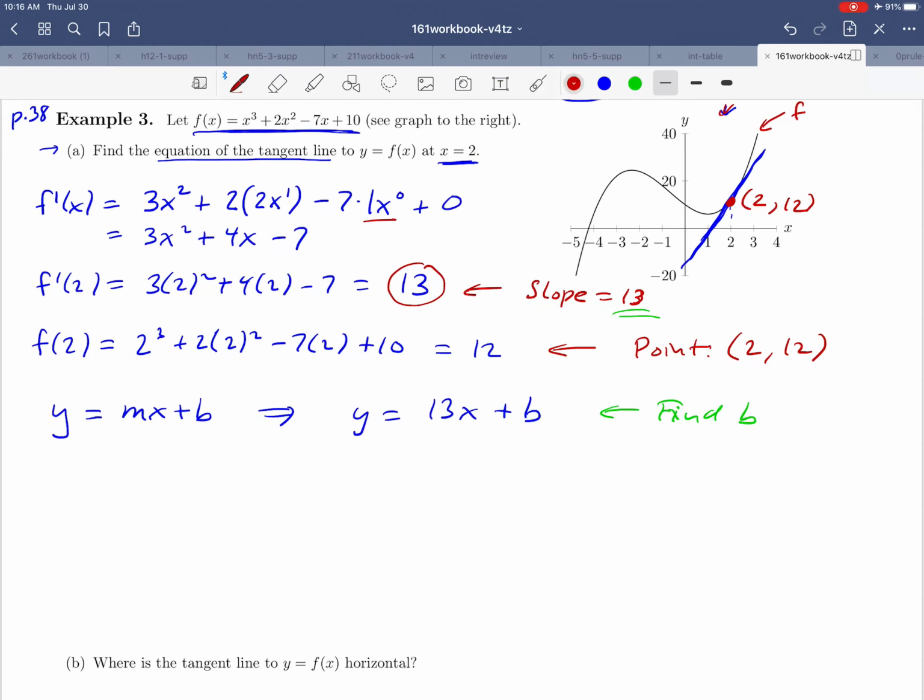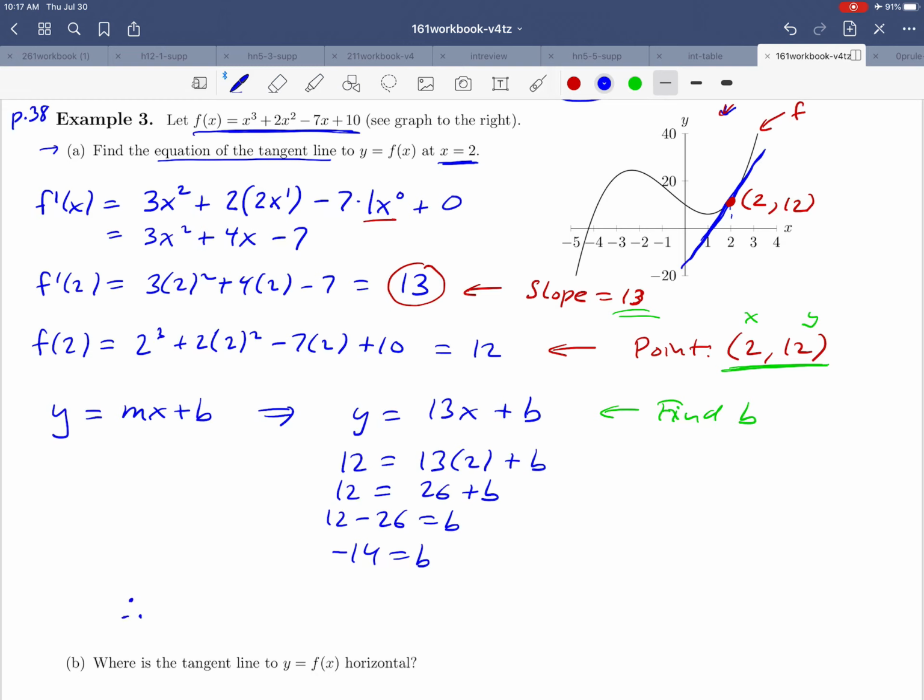Well, we can figure out b by using the fact that we know a point on the line, (2, 12). Think of that as your x and your y. You can substitute those into the equation of the line and use it to figure out what the b is. So let's do that. We'll substitute in 12 for y and 2 for x. If we do the arithmetic, then we're going to get 12 equals 26 plus b. Subtract the 26 from both sides, and it looks like b is going to be negative 14.